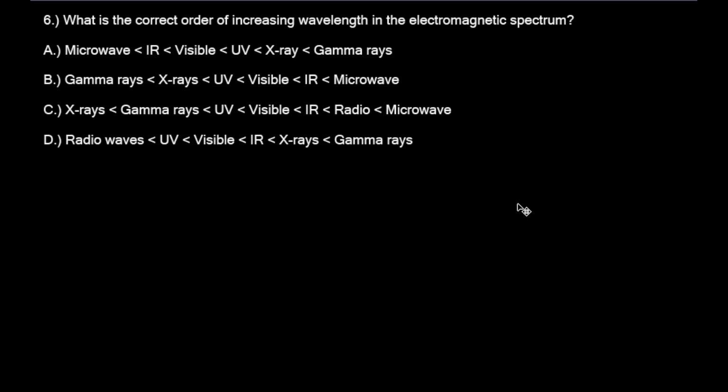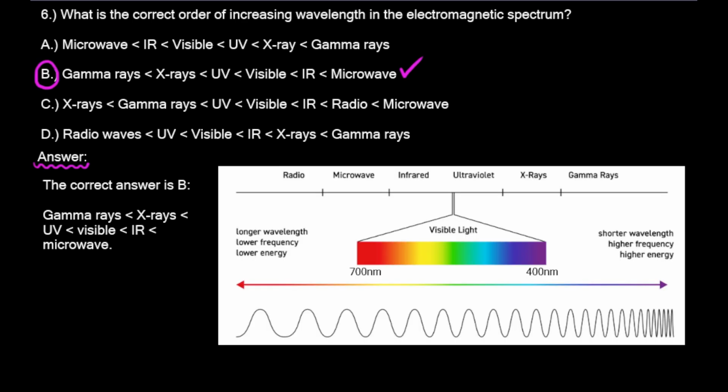Question number 6, it says, what is the correct order of increasing wavelength in the electromagnetic spectrum? The correct answer to this question is answer choice B. When organizing the electromagnetic spectrum by increasing wavelength, we move from the shortest wavelength to the longest. That order is gamma rays, X rays, ultraviolet, visible light, infrared, and then microwaves.